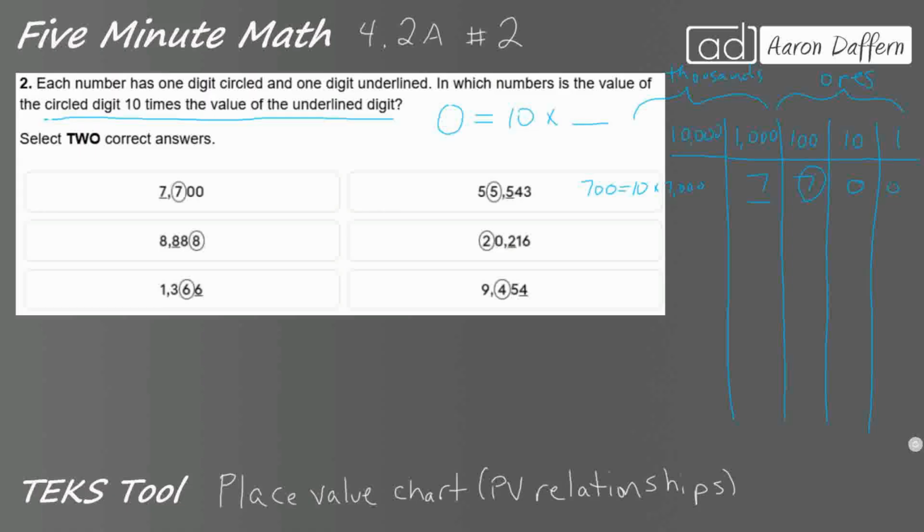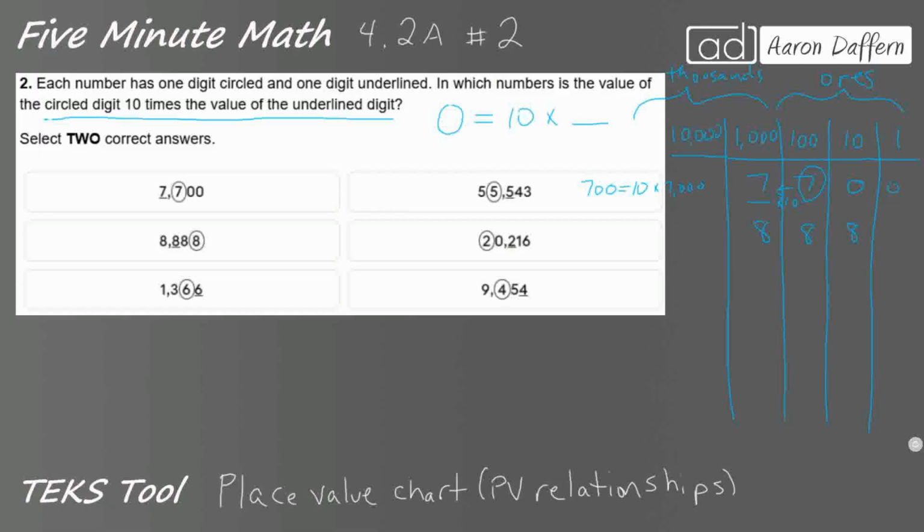Does 700 equal 10 times 7,000? No, that's not going to work, because when you move to the left, you multiply by 10 and you add a 0. And that's going from the circle to the underline, not from the underline multiplying by 10 to get to the circle. So that one's not going to work. That's going to be our pattern.